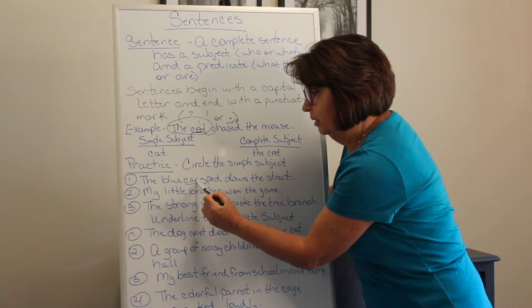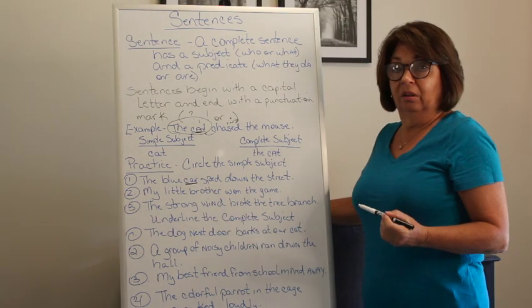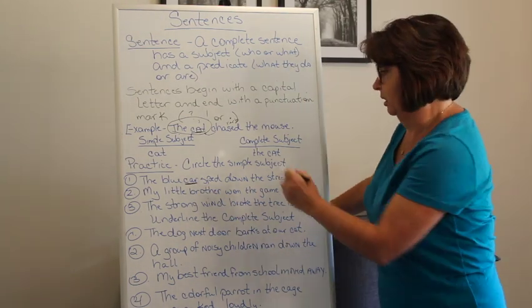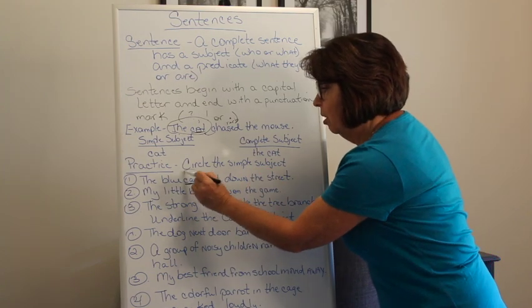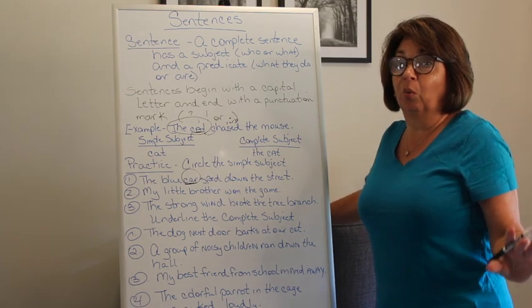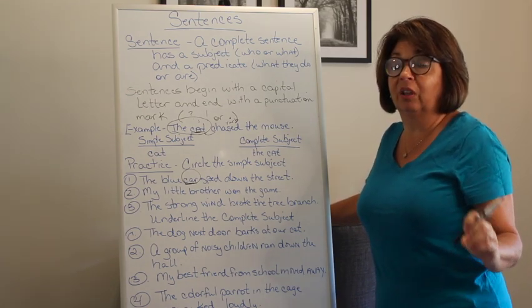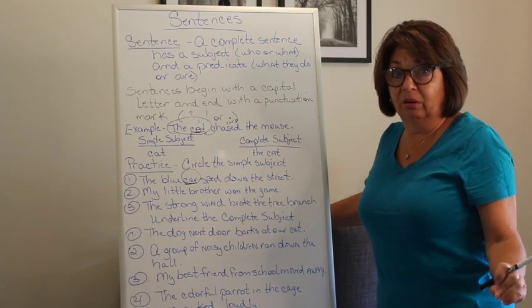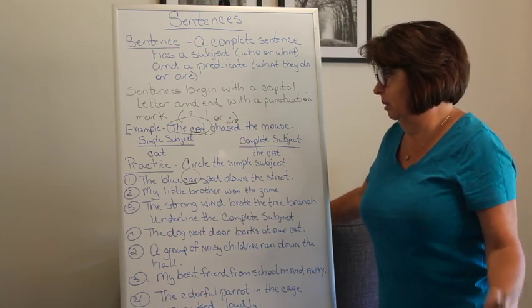Okay, this subject is about a car. So our simple subject that we're going to circle is the word car, because we know we're not concerned at this point what kind of car it is. All we want to do is say, what is the sentence about? It's about a car. So that is our simple subject.